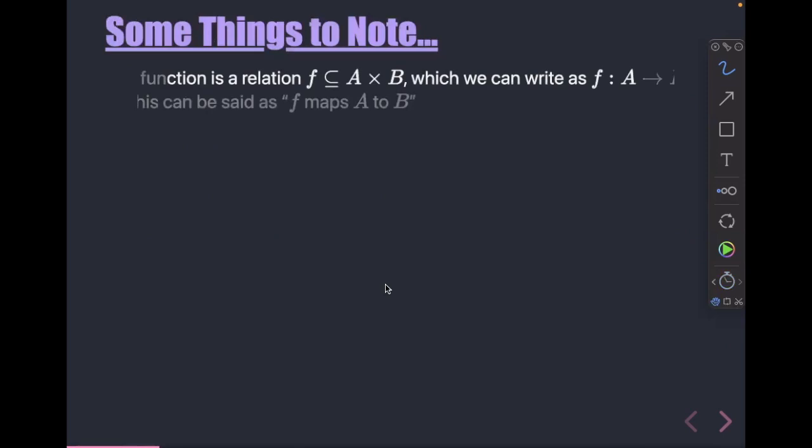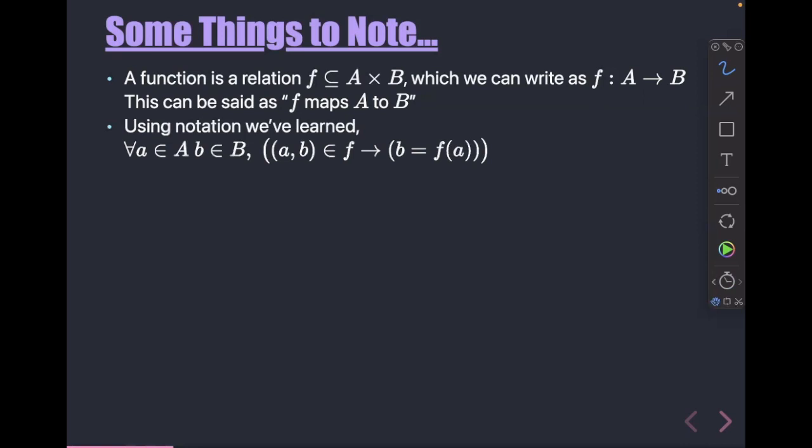So some things to note in this lesson. As I said, a function is a relation, and it's over two sets, right? Because you have your input set and your output set. Similarly to other relations, you just write that as a subset of the Cartesian product of these two sets. Another thing to note is the notation I pointed out: you can write this function f as starting in set A and mapping to elements in set B. So you can say f maps A to B.